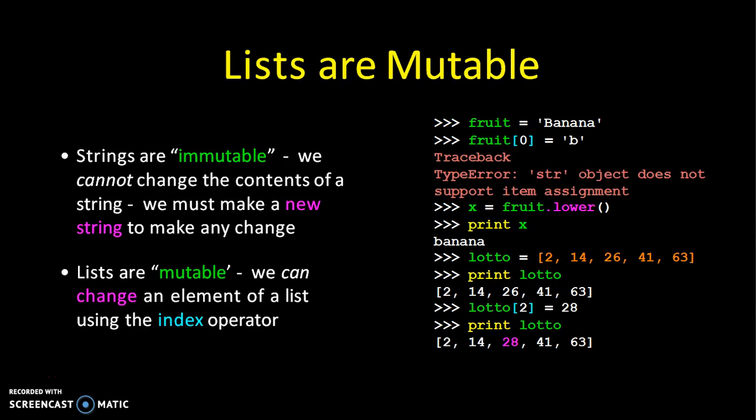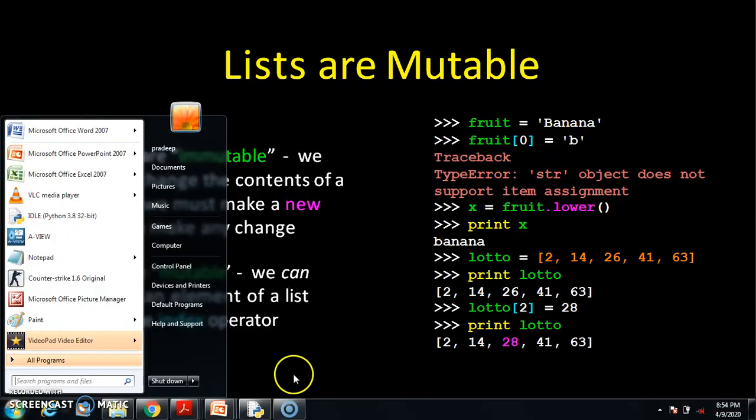So lists are mutable. Mutable means what here? We can change. Strings were immutable, meaning we cannot change the contents of a string, but we can change the contents of lists. We have an example here: fruit equals banana. If you try to change the first position, the 0th position, which is a capital B here, to a small b, you will get an error. Let us try this with an example here.